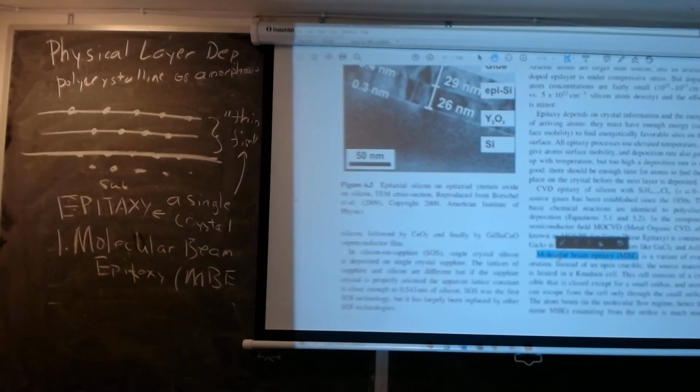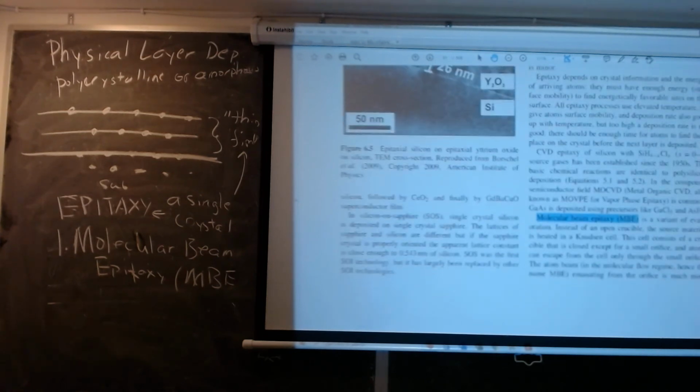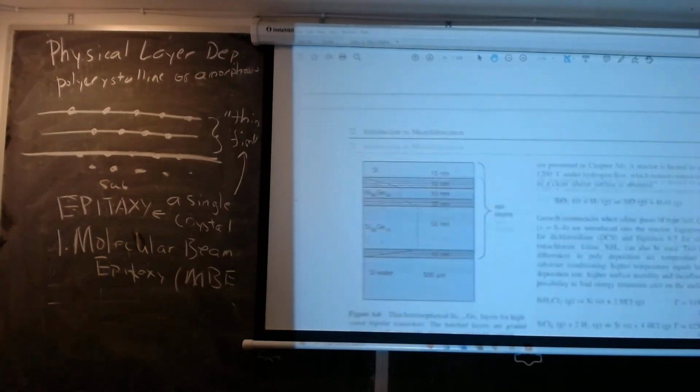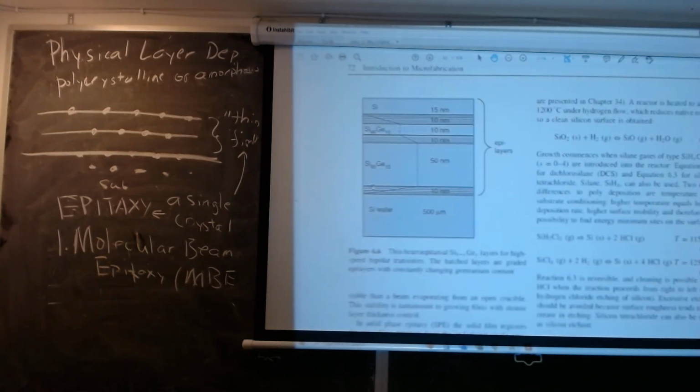There are two types. There's what's called molecular beam epitaxy, or MBE. And like he says here, molecular beam epitaxy is a variation of evaporation. It's just doing evaporation in a very specialized fashion. And so you can get single crystal layers like he has shown here.